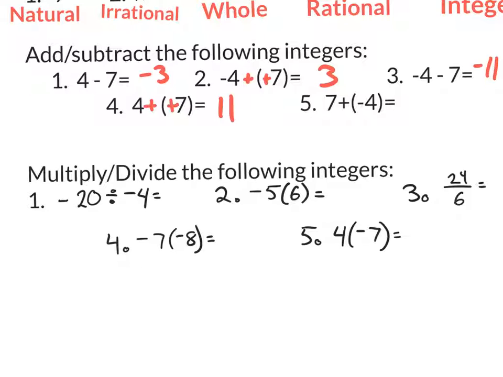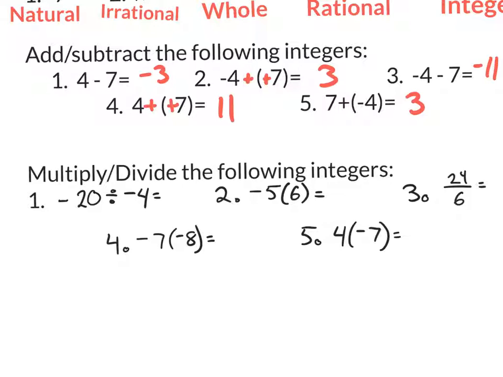Moving on to the next one, we have 7 plus a negative 4. A negative 4 means that you owe $4. So this plus sign is kind of insignificant besides that you're adding and subtracting. So you have 7, you owe $4. How do you end up? You have $3 left over.